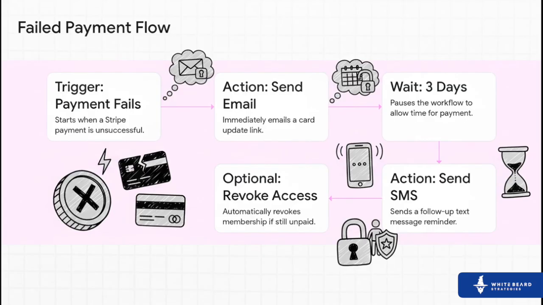Using a simple workflow, you can build a little automated robot to handle this for you. As soon as a payment fails in Stripe, it kicks off this sequence. Boom! An immediate email goes out with a link to update their card. We wait a few days, then a friendly SMS reminder. And if they still don't pay, you can even have it automatically revoke their membership access to protect your content.